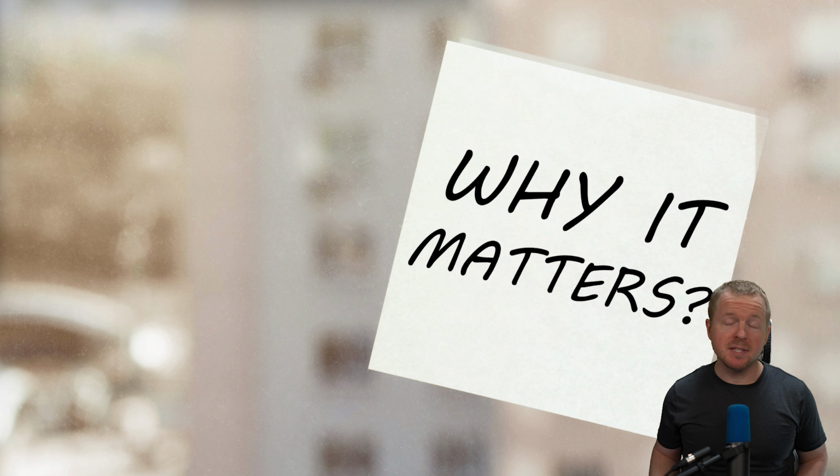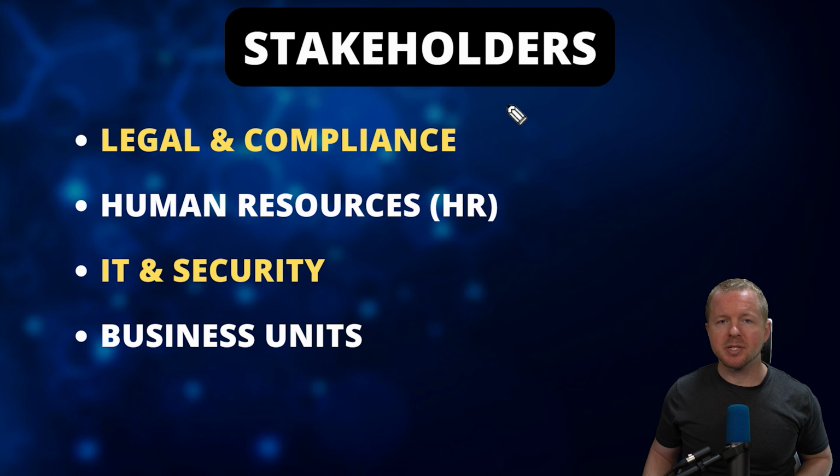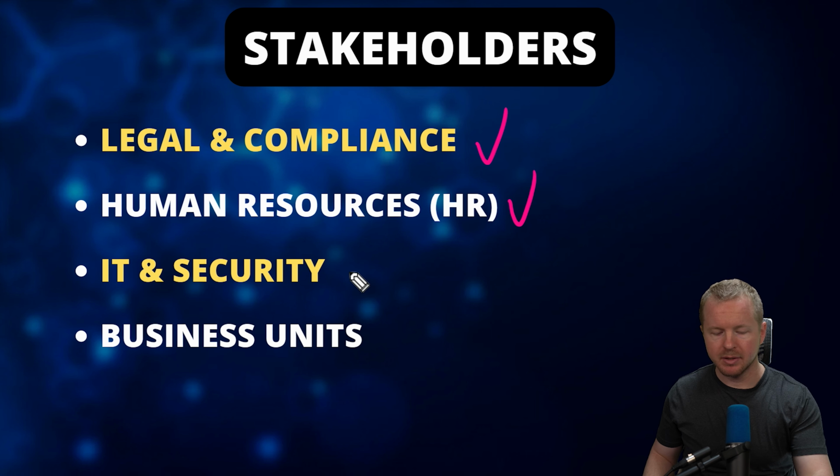Understanding the policy lifecycle helps ensure that policies are not only written and created, but they're also maintained over time to remain effective. Let's talk about the key stakeholders that are involved in policy development. First of all, we have legal and compliance. They make sure that we're following regulatory requirements. Then we have human resources, or HR. If something involves or impacts employee behavior or rights, they're definitely going to be involved. Then we have IT and security. These are going to provide technical input and security requirements that need to be in place.